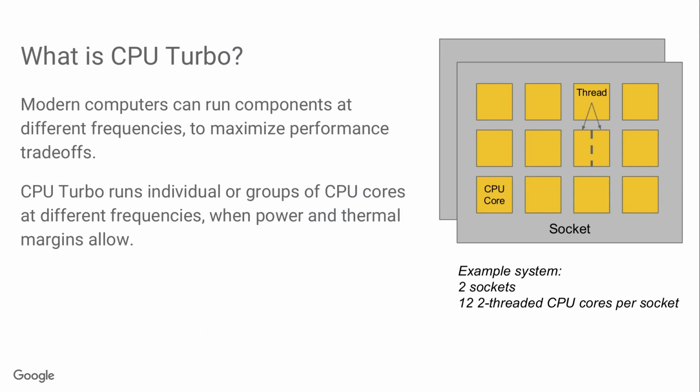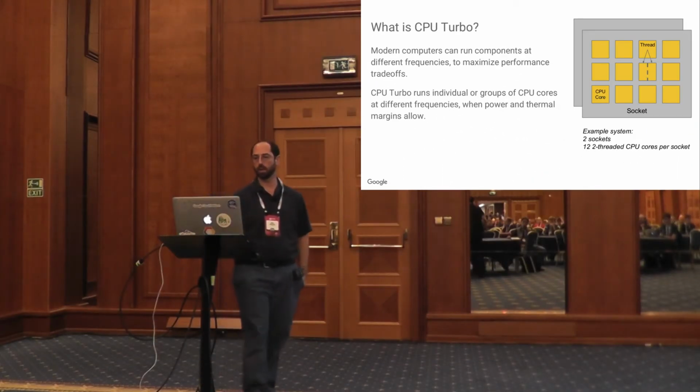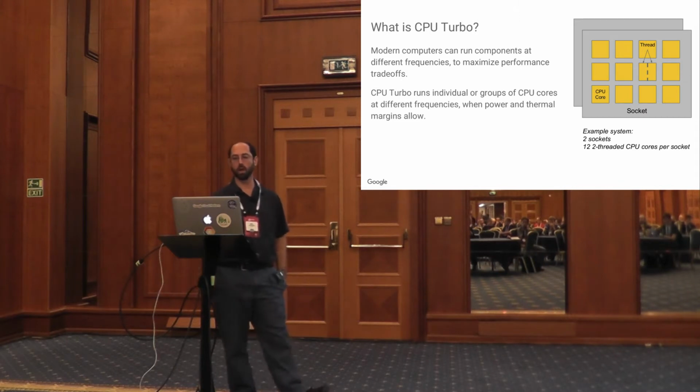CPU turbo is defined moderately the same for most CPU vendors. Most CPUs and computers can run different components at different frequencies, and they make different performance trade-offs: battery life, absolute performance, or thermals. The general idea is that CPU turbo will run a few CPUs at different frequencies when the power and thermal margins allow.